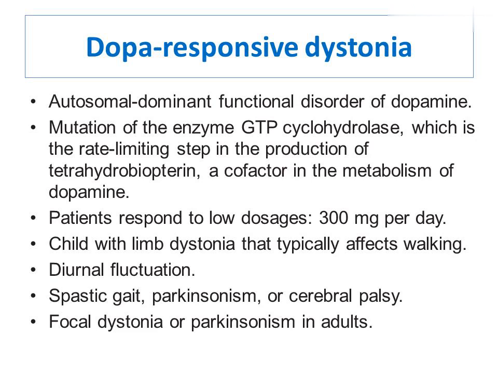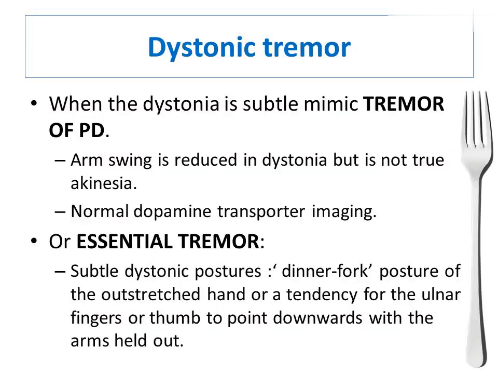Focal dystonia or Parkinsonism in adults. Dystonic tremor, when the dystonia is subtle, can mimic the tremor of PD. Arm swing is reduced in dystonia but is not true akinesia. Normal dopamine transporter imaging. Or essential tremor. Subtle dystonic postures: dinner fork posture of the outstretched hand, or a tendency for the ulnar fingers or thumb to point downwards with the arms held out.